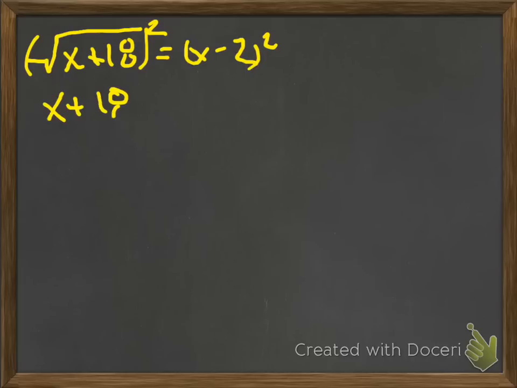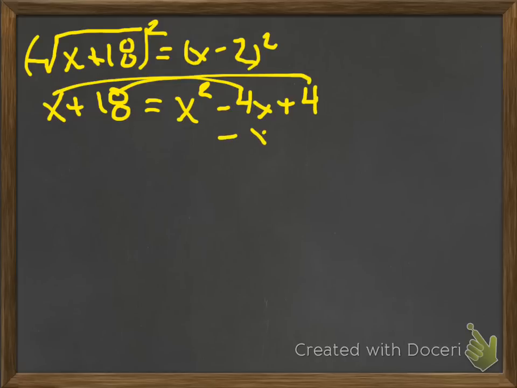Okay, x plus 18. Now, x minus 2 squared, there is a shortcut to that where it would be x squared minus, and you would basically double whatever number is there. So doubling 2 is 4, so minus 4x, and then square the negative 2, and that would give you positive 4.